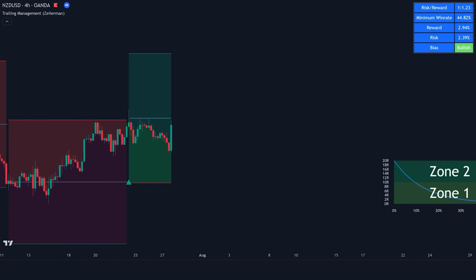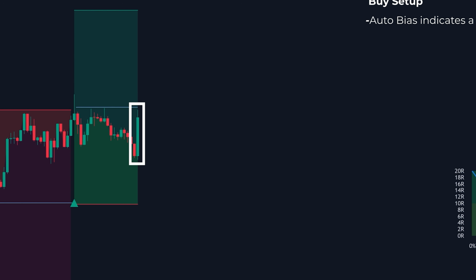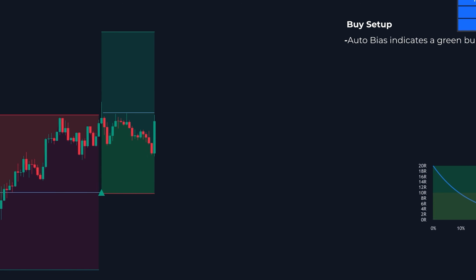Buy entry scenario. The auto bias feature indicates a strong bullish trend, signaling an opportunity for a potential buy entry. For an effective buy entry, we'll wait for a bullish engulfing candlestick formation. This strategy offers a high win rate, but it comes with a higher risk compared to reward, since our entry will be close to the midpoint of the risk-reward box.